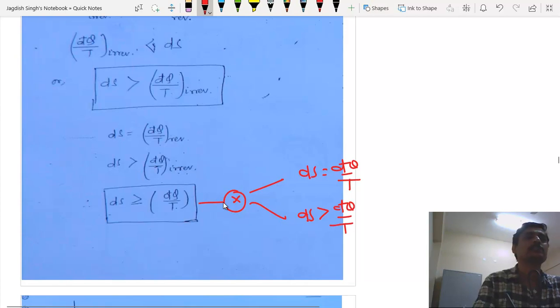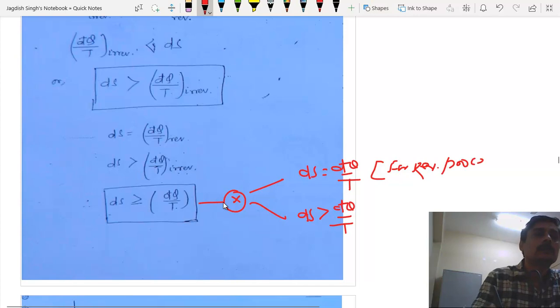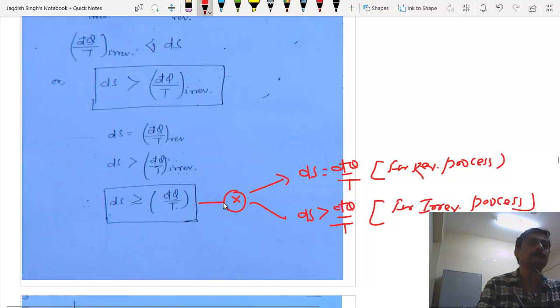So the first condition is for a reversible process, and the second condition is for an irreversible process. We have already seen this one, right? Okay.